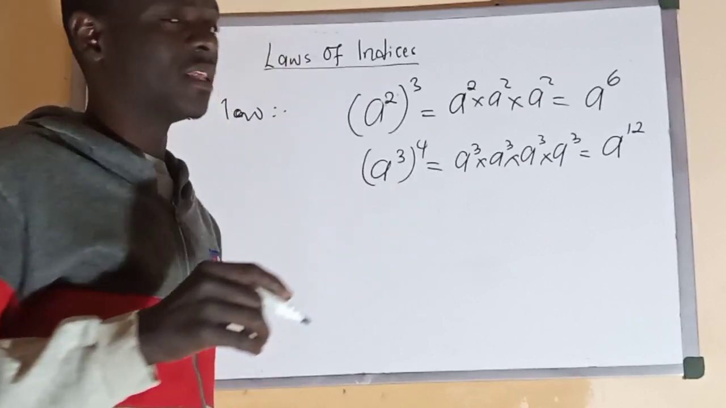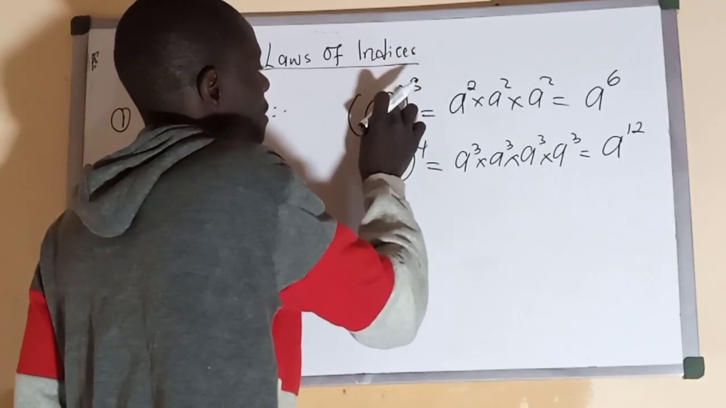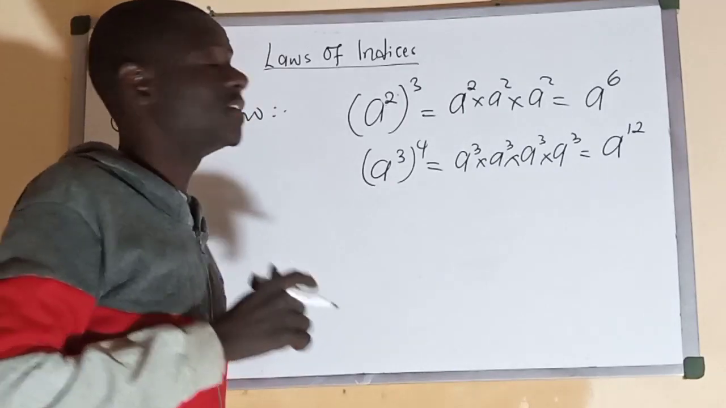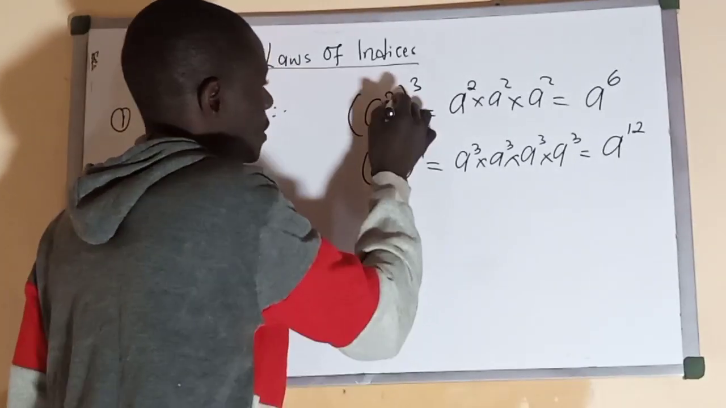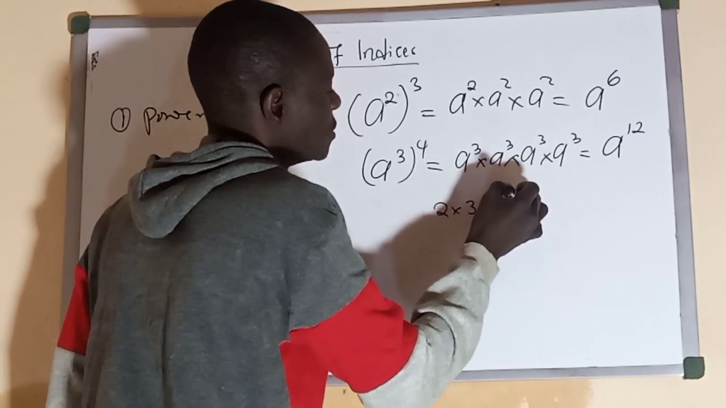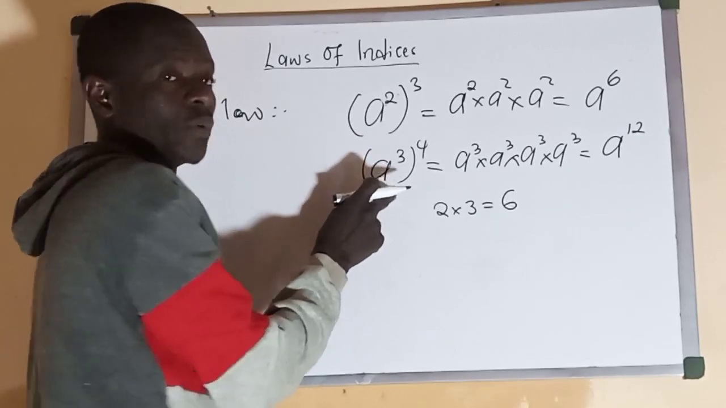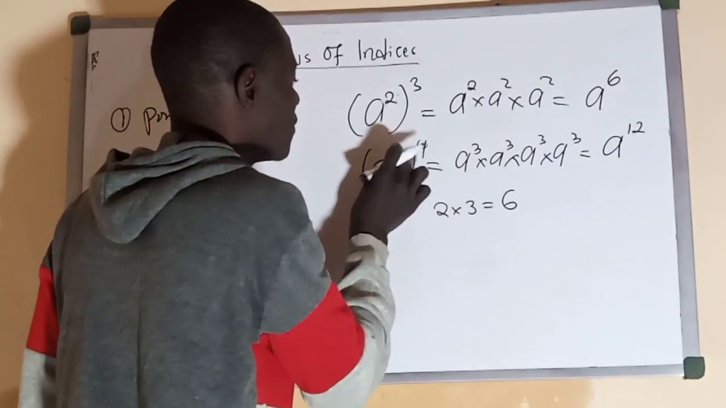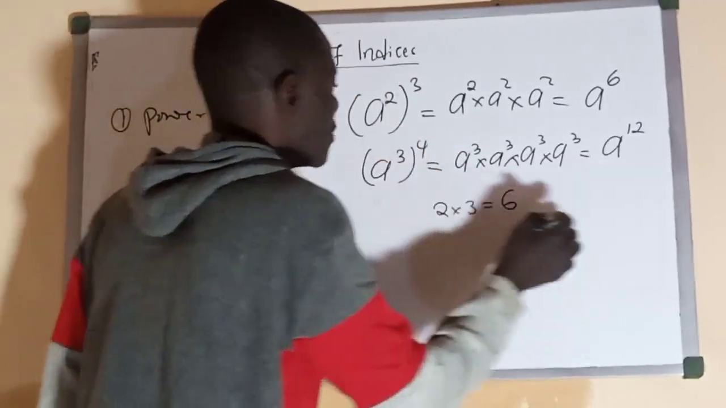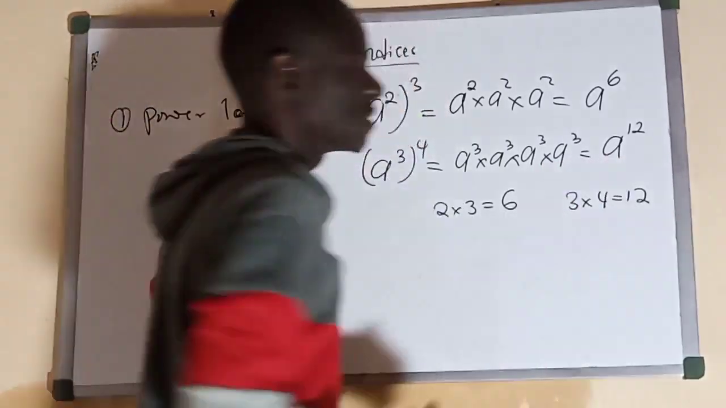So now let us consider the relationship between the powers again. Here we have a power 2, multiplied by 3, or raised to the power of 3, all of them. So you see that it's just a multiplication between 2 times 3, which will give us 6. And if you come to another example, we have (a power 3) close bracket power 4. If we multiply the powers, we are going to have 3 times 4, which is equal to 12.